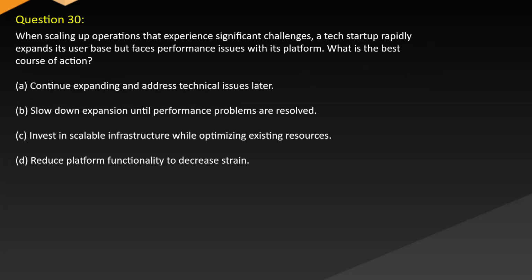Question 30. When scaling up operations that experience significant challenges, a tech startup rapidly expands its user base but faces performance issues with its platform. What is the best course of action? A. Continue expanding and address technical issues later. B. Slow down expansion until performance problems are resolved. C. Invest in scalable infrastructure while optimizing existing resources. D. Reduce platform functionality to decrease strain.